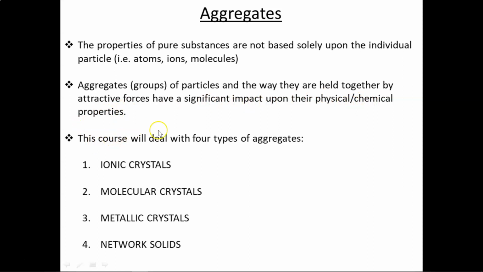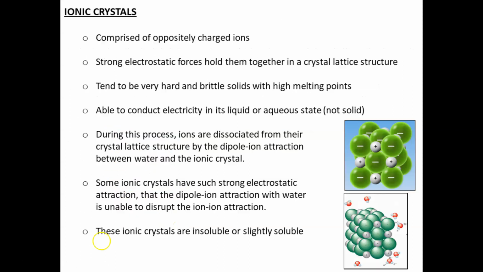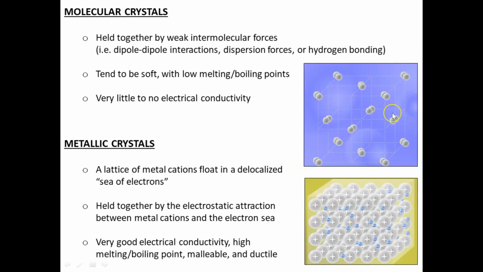Now, in this course and in grade 11, we discussed already the ionic crystal, the molecular crystal, and the metallic crystal in a previous lesson. So I'm not going to spend too much time on these. Essentially, ionic crystals are held very tightly together, and that will affect their melting points, their boiling points, how well they dissolve in water, and to what degree they conduct electricity. Same thing for molecular crystals, and finally metallic crystals.